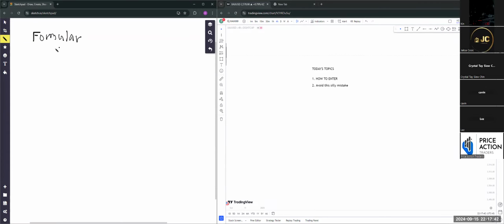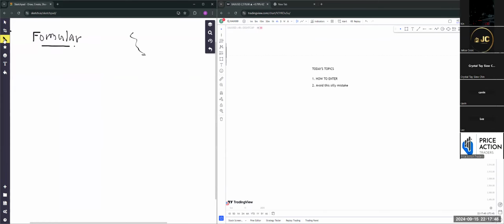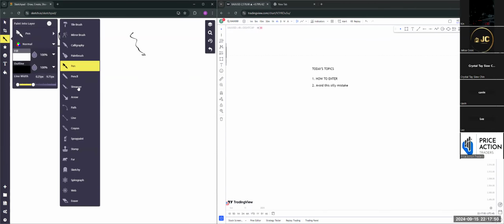I don't know what's wrong with this. Wait, it's pencil. Sorry, guys. Which one should I use now?